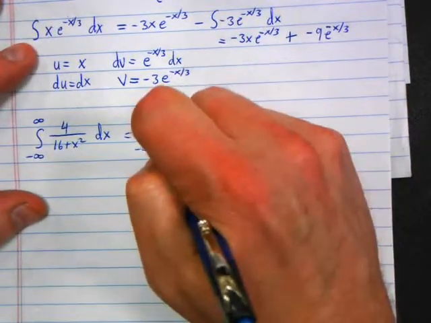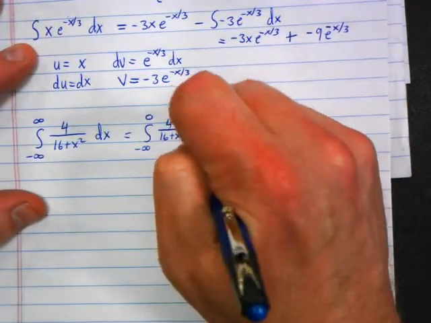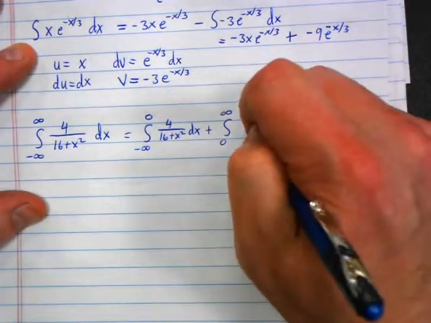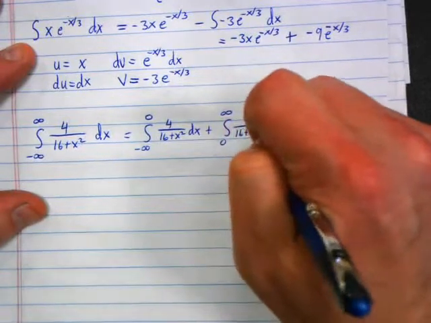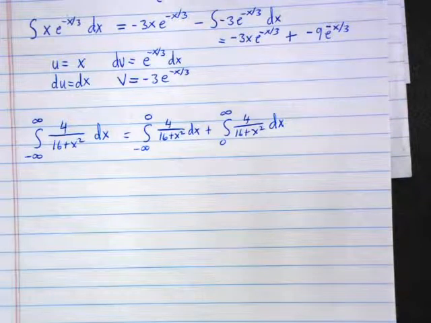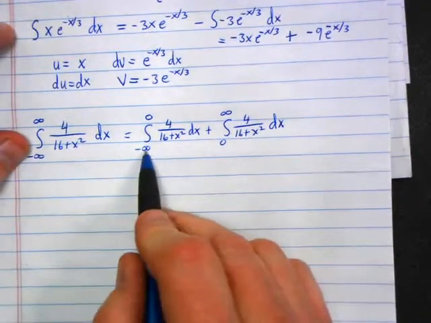Anything special about 0? Could you use any other number you wanted to? It is the midpoint, that's true. Other than that, anything special about it? Yeah, usually you want to use 0 because 0 is a very easy number to plug in. That's why I almost always use 0 on these. Okay, so we're going to split that one into two integrals, and then we've got to do limits for each of these.